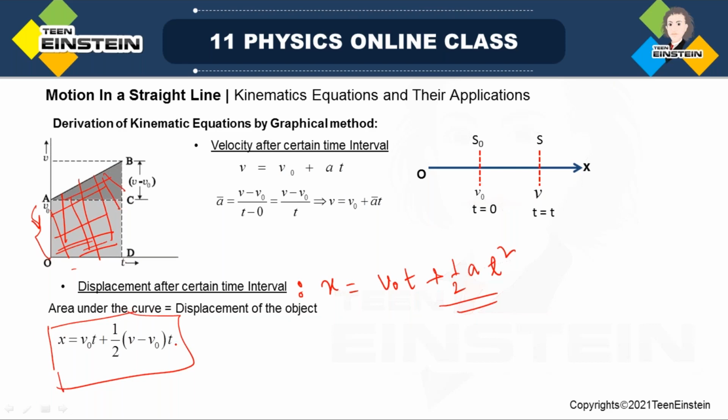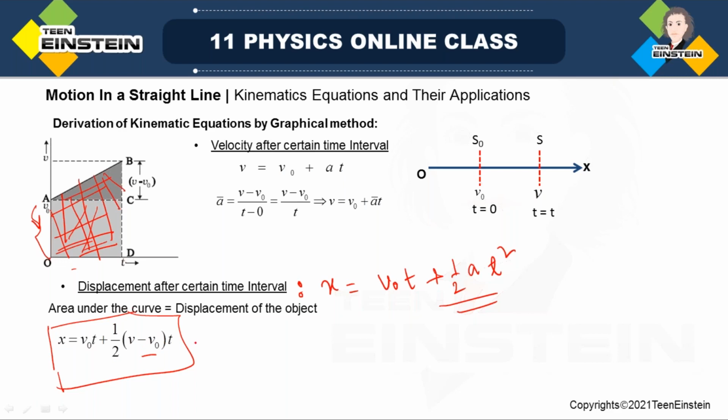See, the displacement during this time interval for the object here is the area of this rectangle plus the area of this triangle. So half, base is t, and height is v minus v0. So this is the displacement, which I have got from the graph. Now let us see what we can do with this.